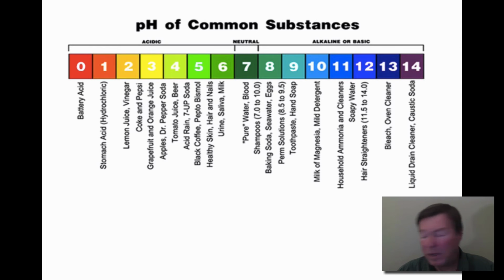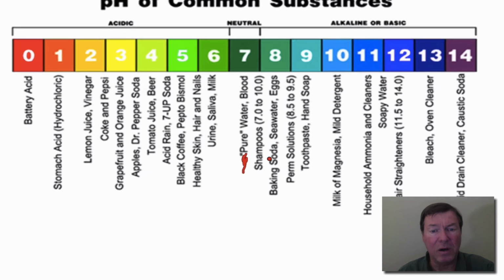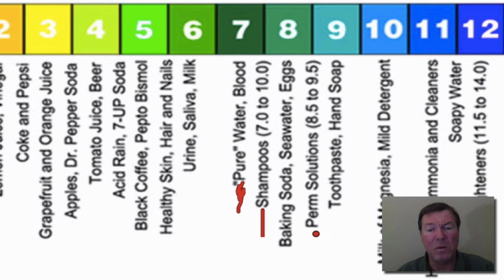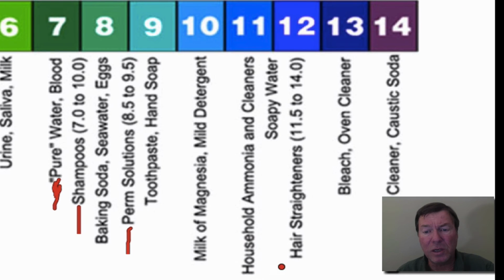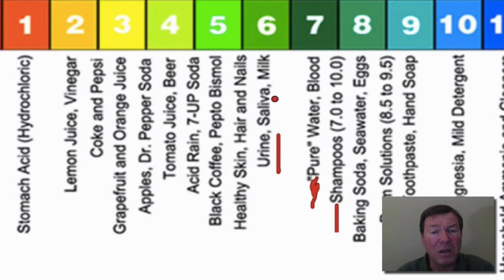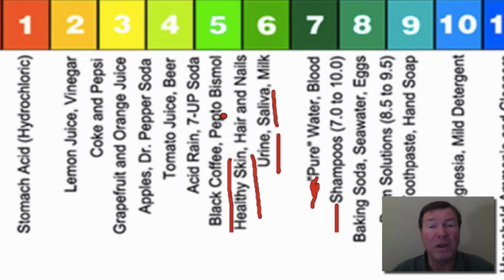So these are not all foods. A lot of them are, but water's here. I think it's interesting that the shampoo, the hair perm solution, and hair straightening solution are all basic. Because you wouldn't want to put an acid into your hair, because it would cause it to corrode and your hair would fall out. So we use a base. Whereas these bodily fluids here are acidic. Healthy skin is acidic. Black coffee is acidic, which is why when you drink coffee, you can get an upset stomach, because it's a little acidic.